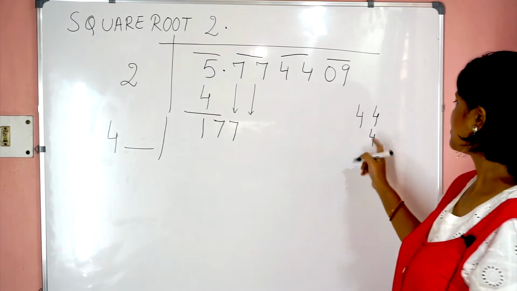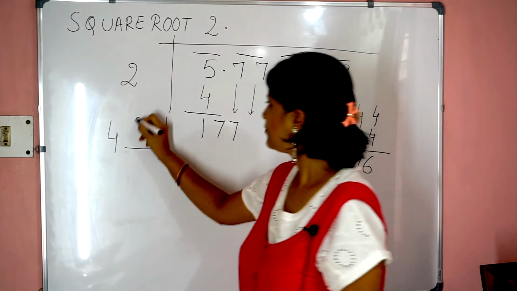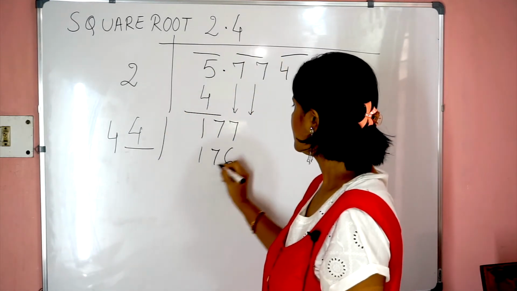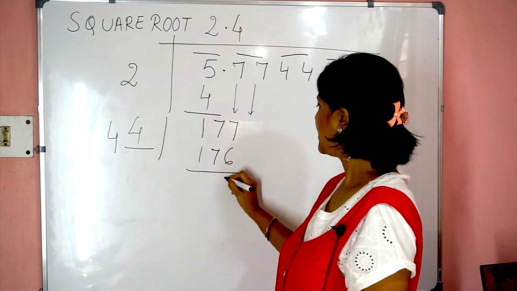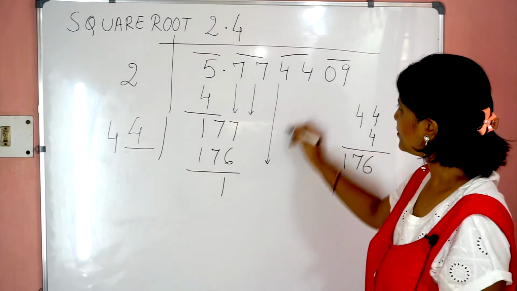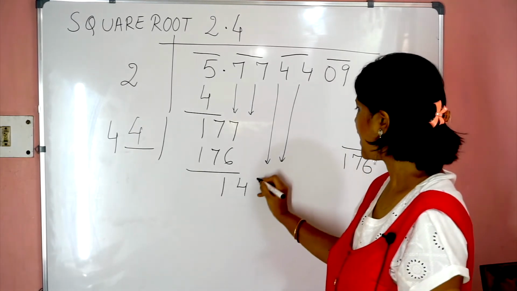because 4 into 4 here can give me 16, close to 17, right? So let us multiply and see, it gives me 176. So fill up this with 4 and the quotient also with 4, giving me 176. When I subtract, I get 1 again. Next, the second pair of digits come down, that is 4 and 4.